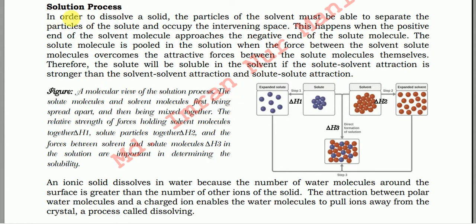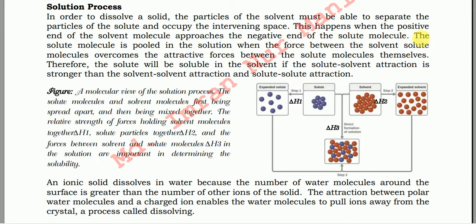So we can say that in order to dissolve a solid, the particles of solvent must be able to separate the particles of solute and occupy the intervening space. That means to dissolve a solid, if this solvent molecule wants to dissolve a solid, it must be able to separate. That means it must be able to create some gap inside them, and this gap will be occupied by the solid molecule, and ultimately they will produce a solution.